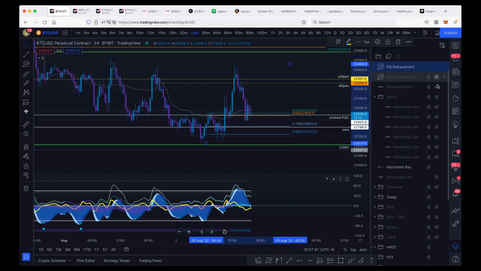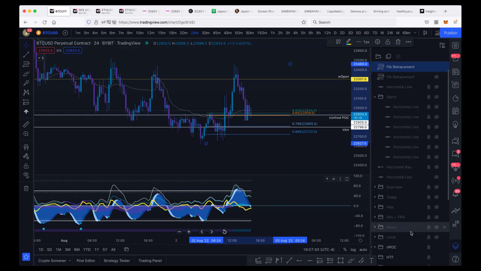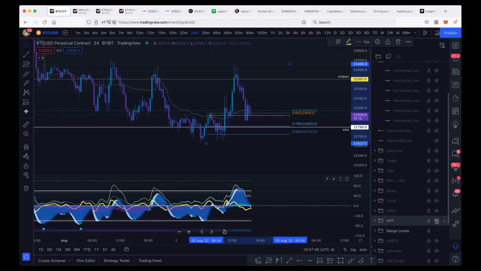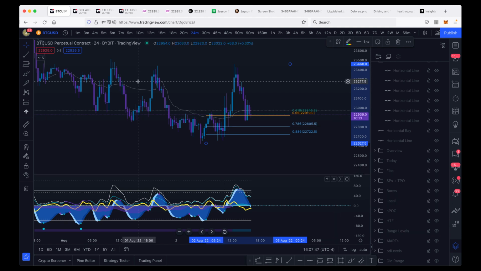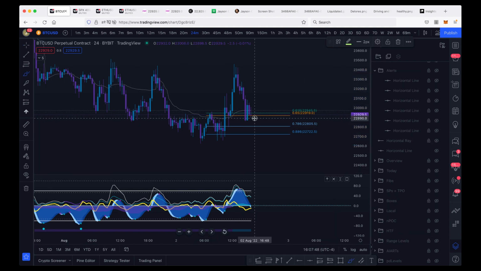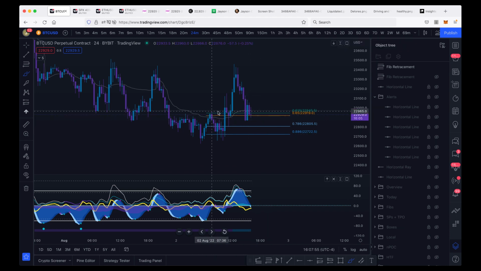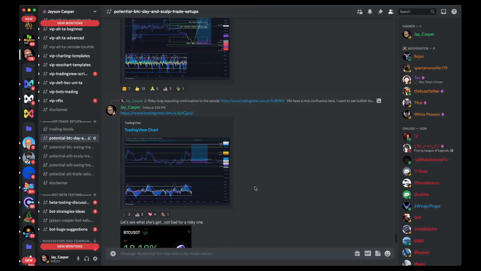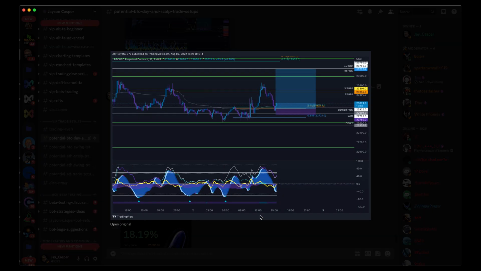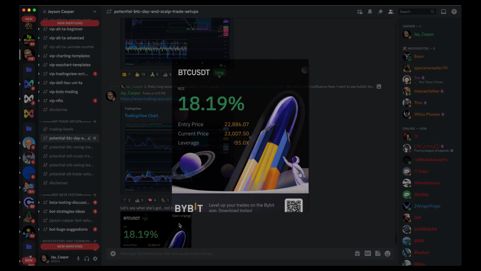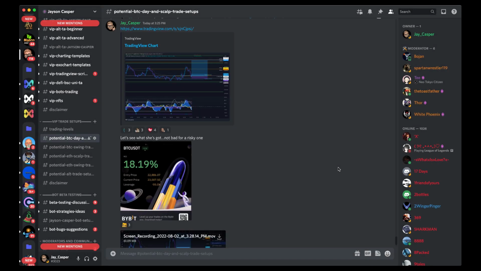And let me clean up the chart a little bit here and just show you guys what we're looking at in general. We are looking at taking a long from this area, right? And so what happened was we came down to this area and we did get a bounce from here. That was initially the long trade that I took. I took a long from that area, I hit take profit 1, and then we went from there.